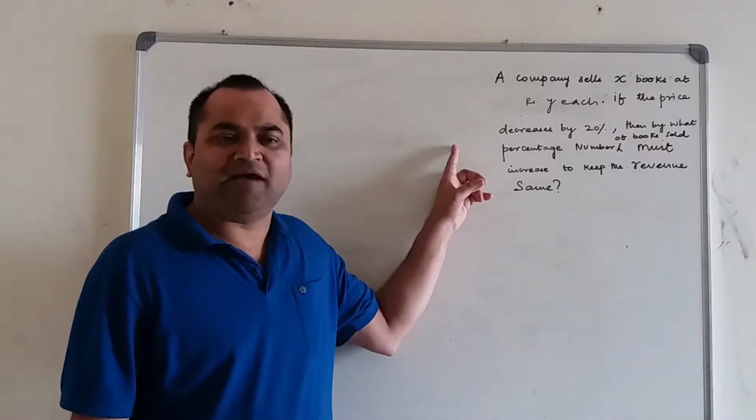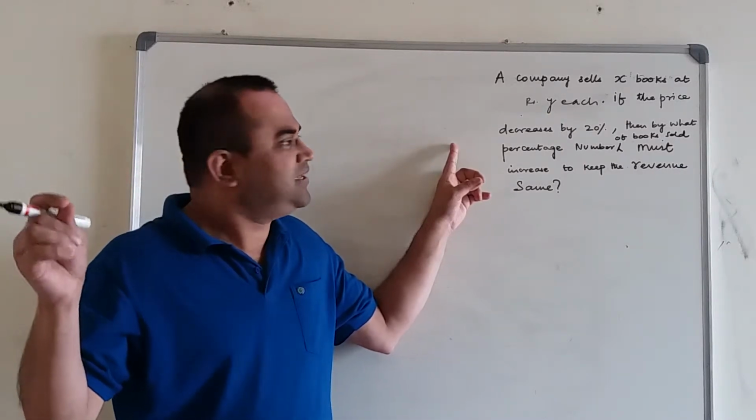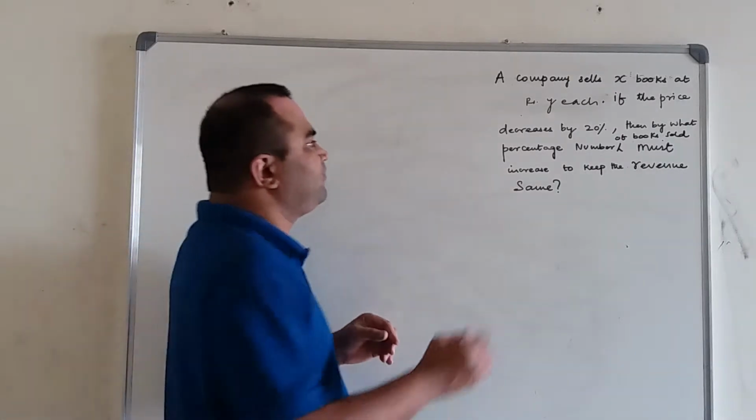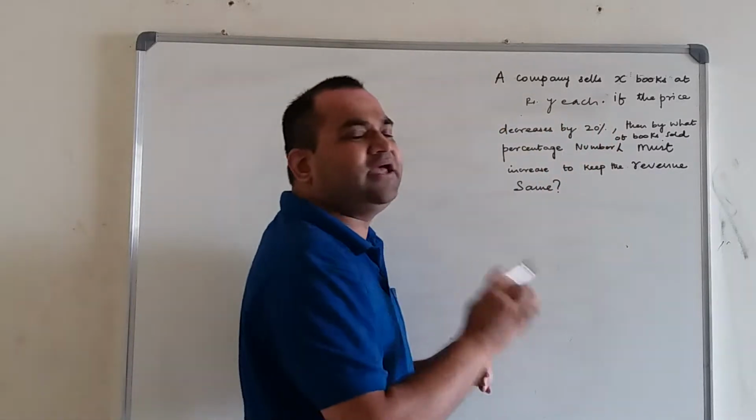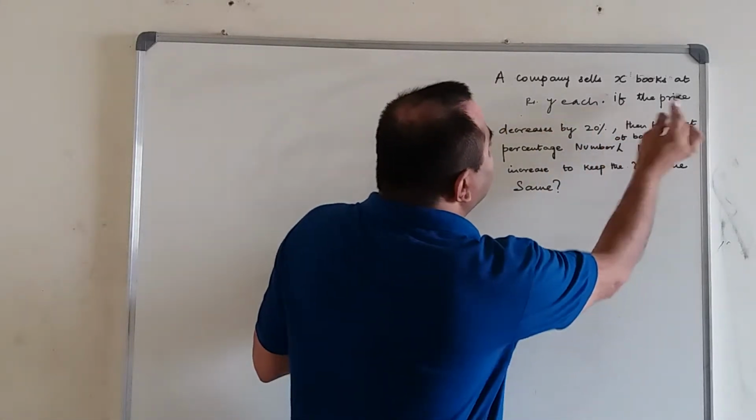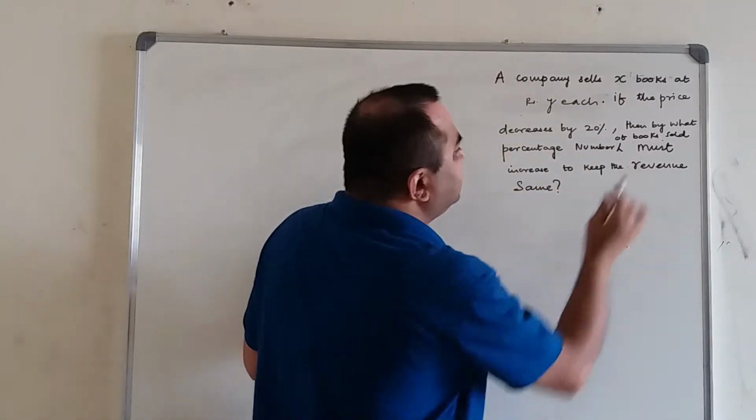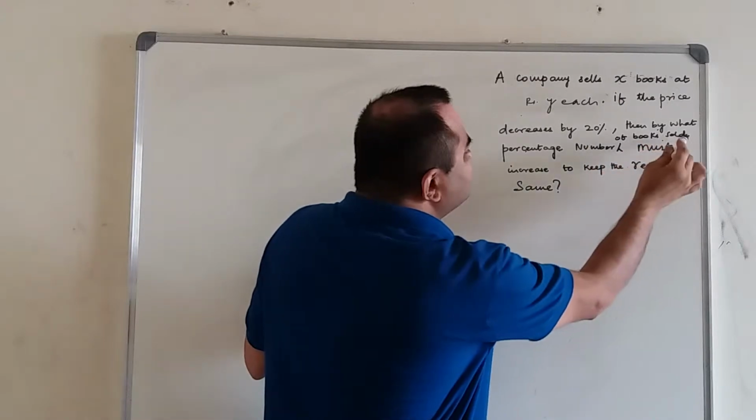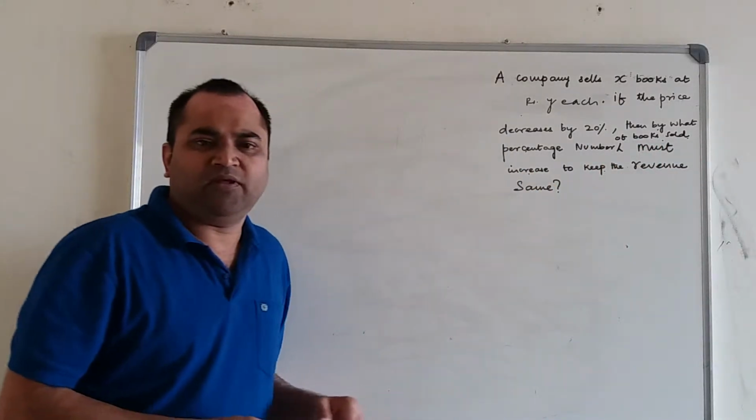This video is about solving a small problem in percentages. I have written the question on the board here. Let me read it out for you. A company sells X books at rupees Y each. If the price of the book decreases by 20%, then by what percent must the number of books sold increase to keep the same revenue?